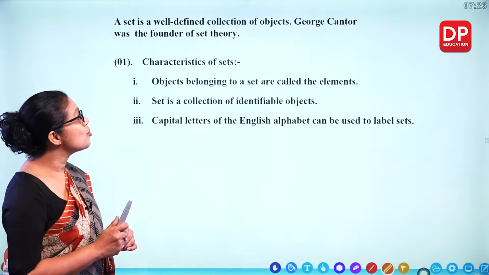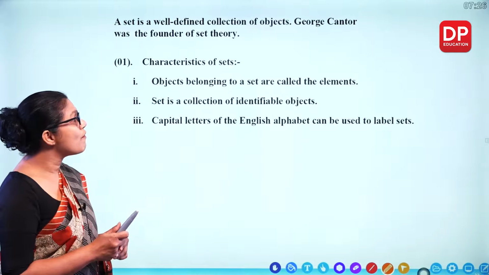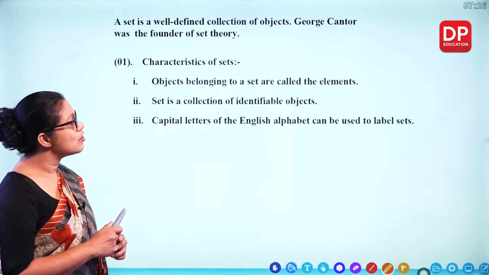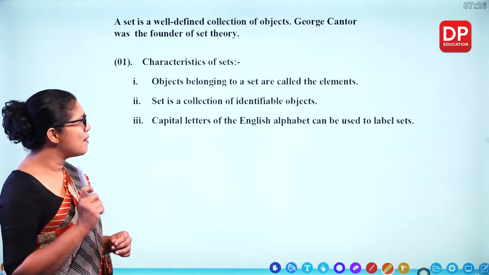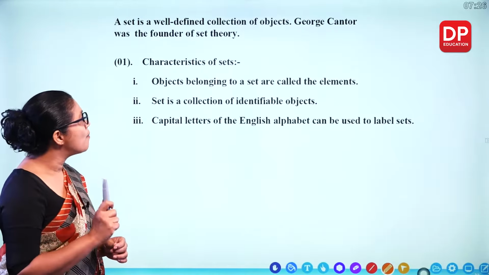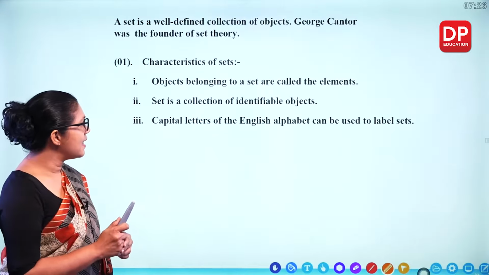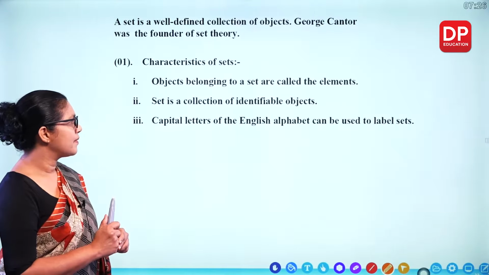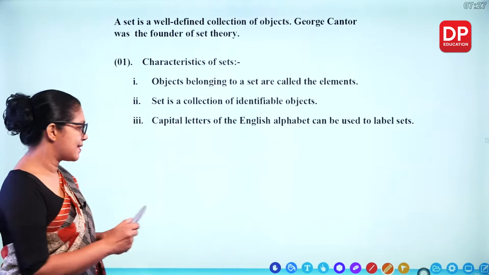Objects belonging to a set are called elements. A set is a collection of identifiable objects, and capital letters of the English alphabet can be used to label sets. So what are the important properties in a set? Objects belonging to the set we call elements, and it's a collection of identifiable objects. And we only use capital letters to represent sets.